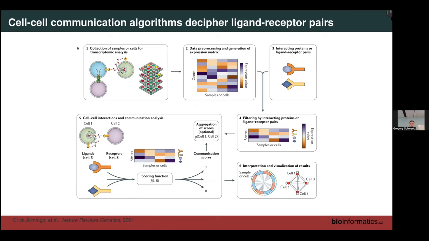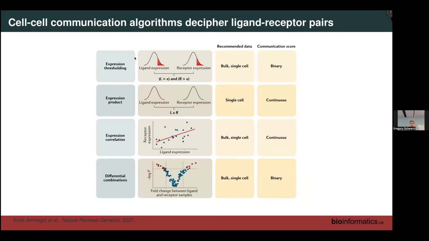A few different kinds of scoring functions that you can use are, for example, expression thresholding. This is what CellPhoneDB used, where they said anything greater than 10% must be considered. So you're saying if the ligand expression in my distribution is high enough, and the cognate receptor gene expression is high enough, then these are communicating. That's a one or a zero: communicating or not.